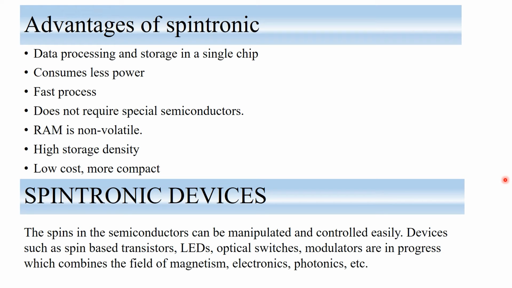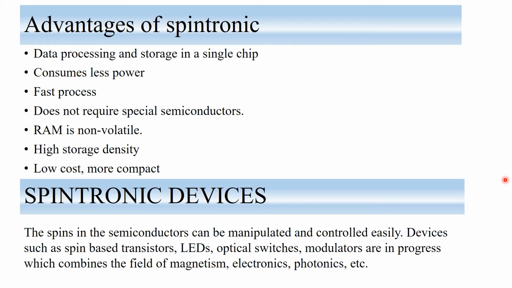The advantages of using spintronics are that data processing and storage happen in a single chip, it consumes less power, it is one of the fastest processes, and it does not require any special semiconductors. The random access memory is non-volatile, and there are high storage densities. One of the important reasons is the low cost, and it is more compact.